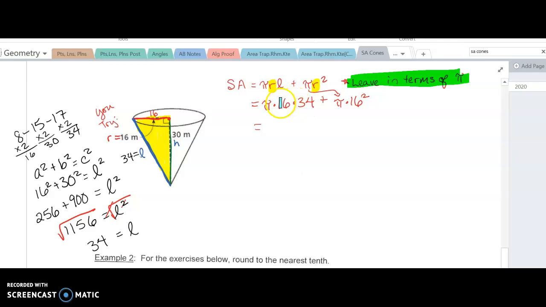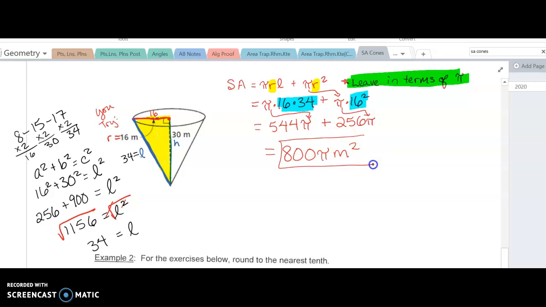Okay, so if you were going to leave it in terms of pi instead of rounding it to the nearest tenth, that means you multiply together all the numbers and leave pi alone, right? So 16 times 34 comes out to 544. And then I'm just going to put that pi at the end there. Plus, we already found out that 16 squared is 256. And again, just put that pi down there at the end. And then you treat that pi like a variable, just combine like terms. And so 544 plus 256 gives us 800 pi meters squared.